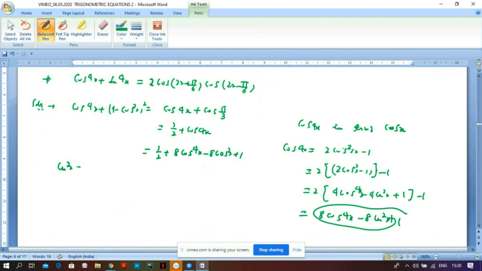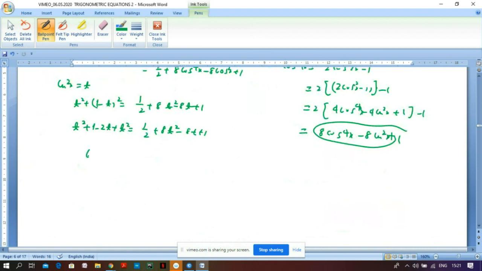Let me take cos square x equal to t. So left side becomes t square plus (1 minus t) whole square is half plus 8t square minus 8t plus 1. Let me simplify a bit. So t square plus 1 minus 2t plus t square is half plus 8t square minus 8t plus 1, which becomes 6t squared minus 6t plus 1 by 2 equal to 0. I can multiply by 2: 12t squared minus 12t plus 1 equal to 0.